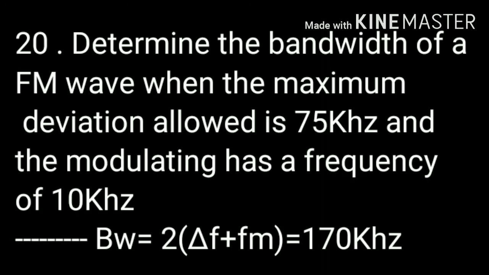Next bit, determine the bandwidth of an FM wave when the maximum deviation allowed is 75 kHz and the modulating signal has a frequency of 10 kHz. Then bandwidth of FM equals 2 times (delta F plus fm). Delta F is 75 kHz and fm is 10 kHz. Then 2 times 85 kHz equals 170 kHz.